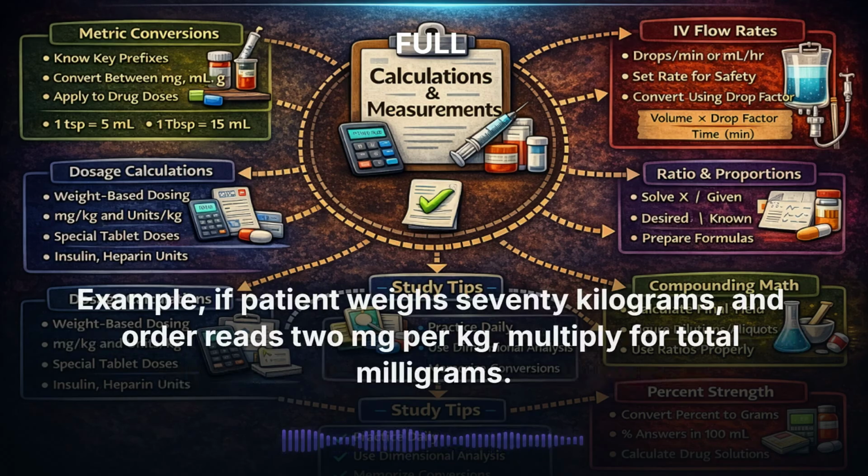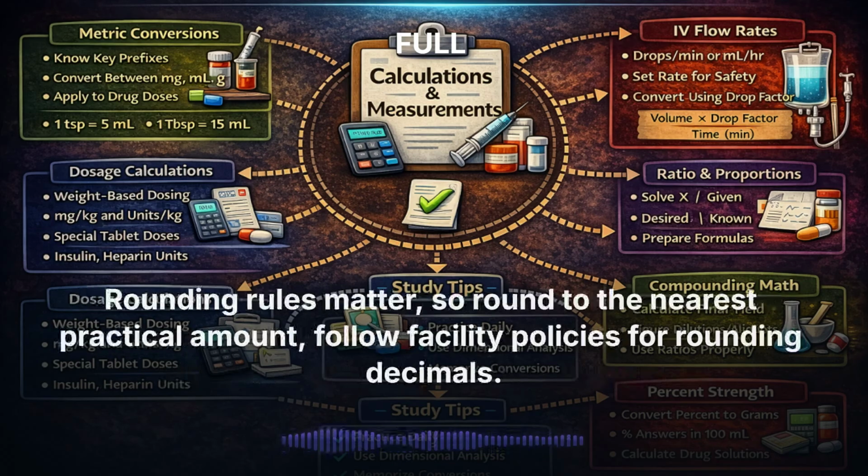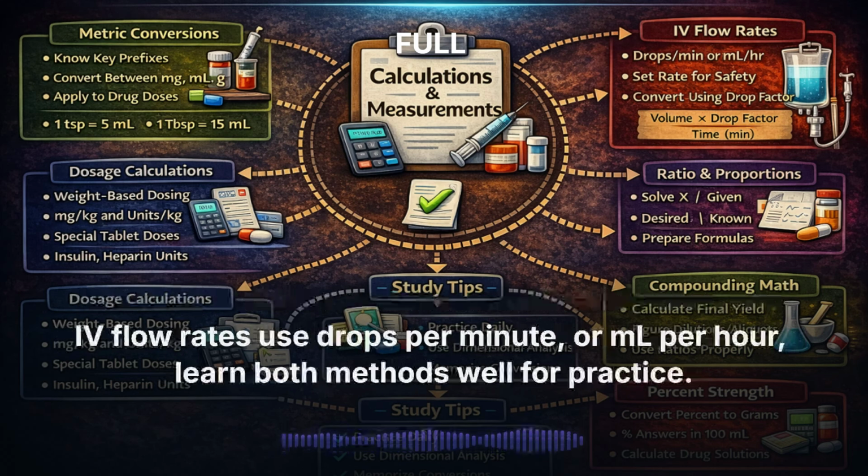Example, if a patient weighs 70 kilograms, and an order reads 2 milligrams per kilogram, multiply for total milligrams. Rounding rules matter, so round to the nearest practical amount, and follow facility policies for rounding decimals. IV flow rates use drops per minute, or milliliter per hour. Learn both methods well for practice.